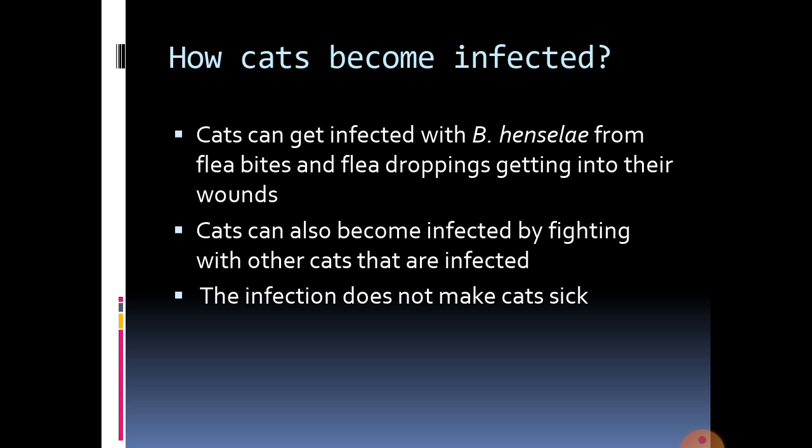How do cats become infected? Cats can get infected with the organism from flea bites and flea droppings getting into their wounds. Cats can also become infected by fighting with other cats that are infected. The infection does not make cats sick.